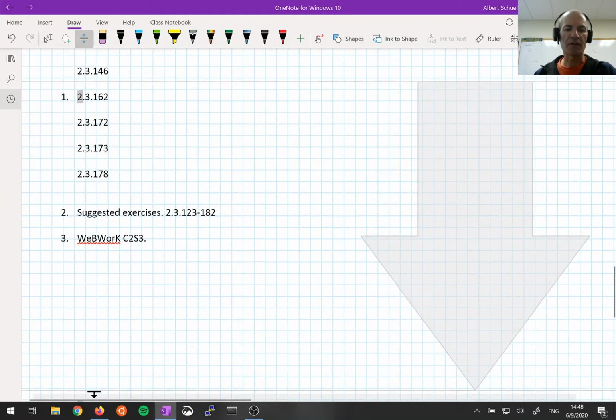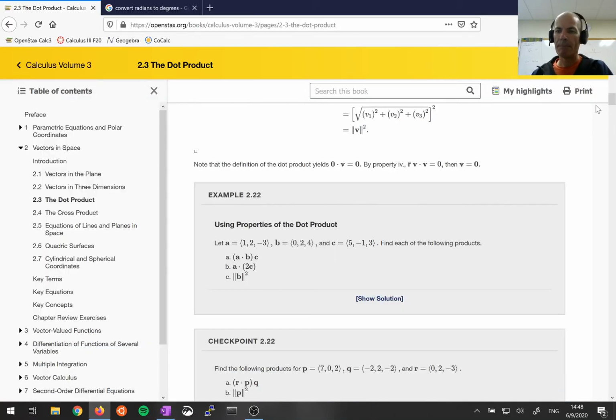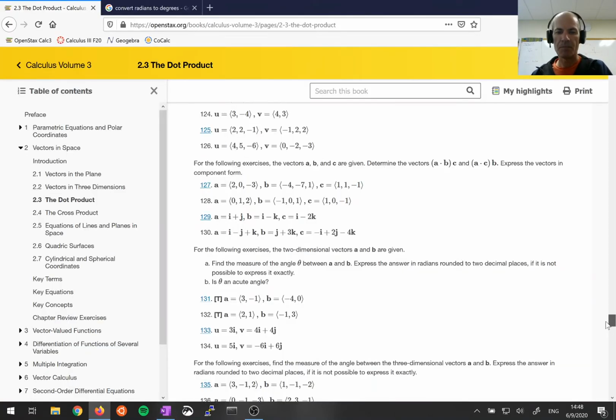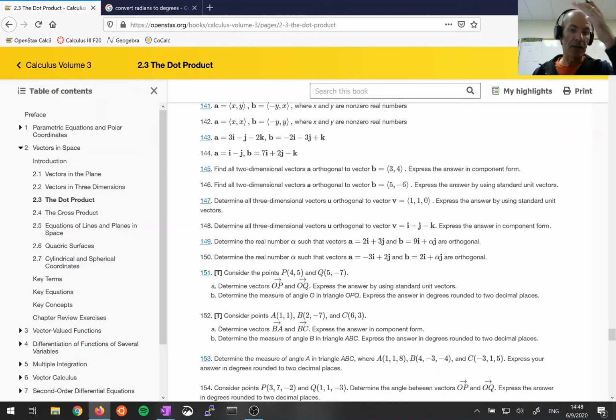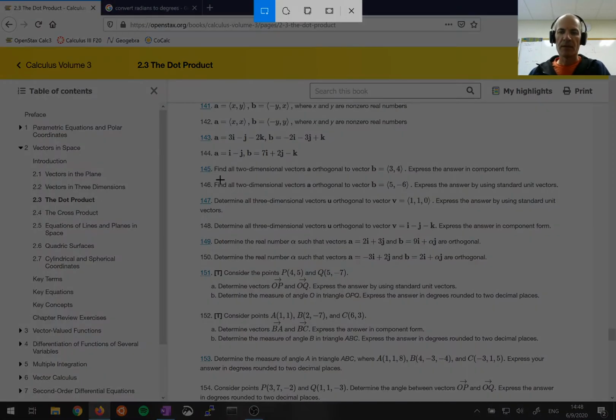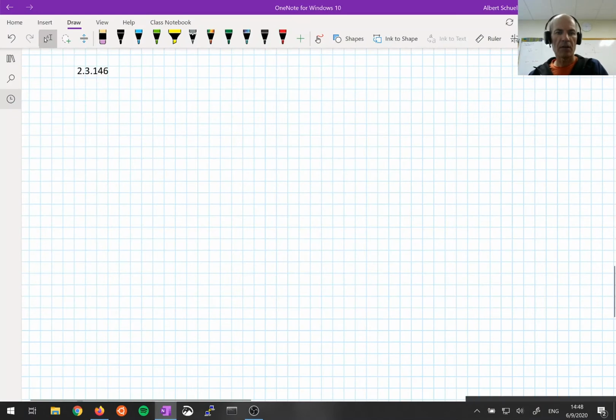Let's look at 146. So in 146, find all two-dimensional vectors that are orthogonal to 5, -6. So this is a little bit more advanced question. It requires you to build a solution in several steps. So let's talk through this.